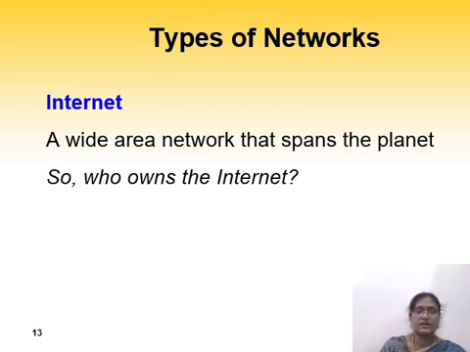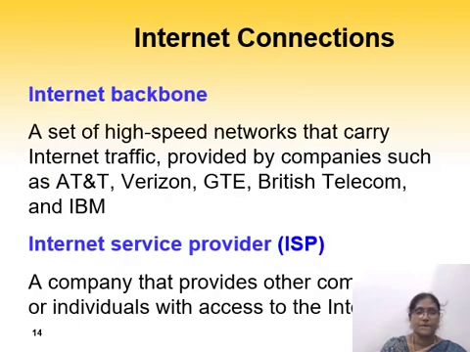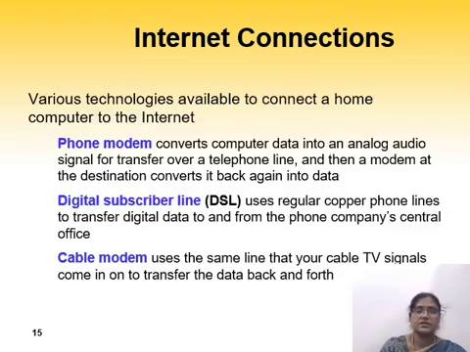Today we are using the internet very much. This comes under the type of WAN, that is, wide area network. Internet backbone: a set of high-speed networks that carry internet traffic, provided by companies such as AT&T, Verizon, ZTE, British Telecom, and IBM. Internet service provider: a company that provides other companies or individuals with access to the internet. Internet connections: various technologies available to connect a home computer to the internet.